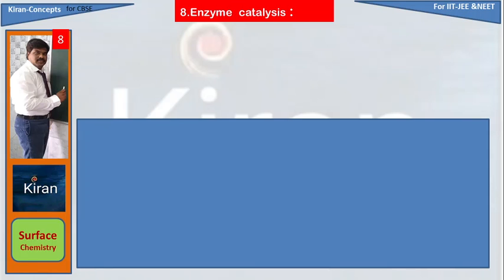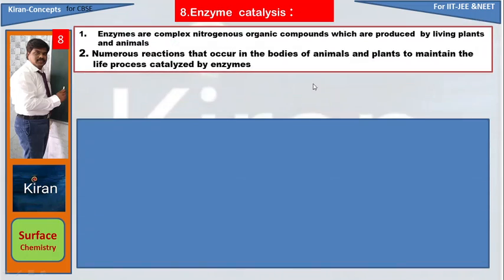Today's topic is enzyme catalysis. We already discussed the 7 different types of catalysis reactions. This is the last one and very important: enzyme catalysis. Enzymes are complex nitrogenous organic compounds which are produced by living plants and animals. Numerous reactions that occur in the bodies of animals and plants to maintain the life process are catalyzed by enzymes.